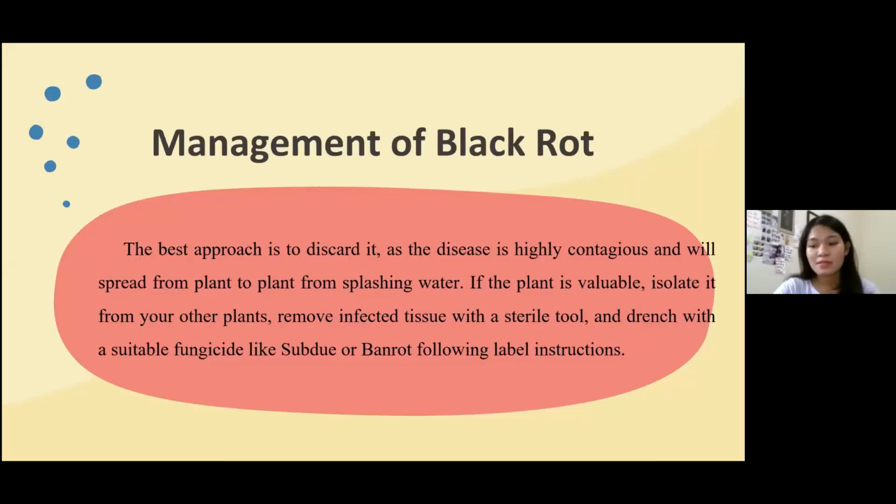Okay, so next is management of black rot. The best approach is to discard it, as the disease is highly contagious and will spread from plant to plant by splashing water. If the plant is valuable, isolate it from your other plants, remove infected tissue with a sterile tool, and drench with a suitable fungicide like Subdue or Banrot following label instructions.